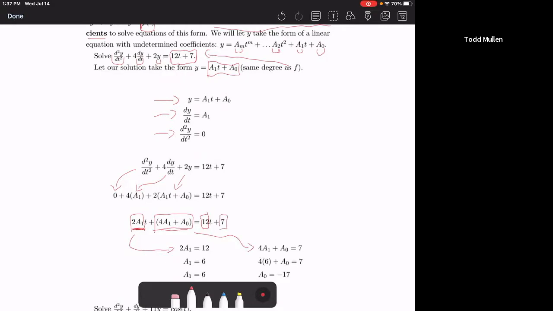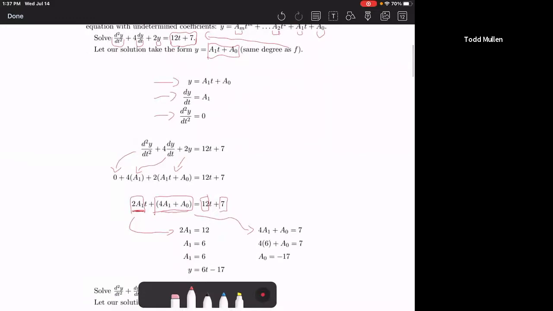Solving these two equations, we get that a1 is equal to 6. And then we use that fact over here to solve that a0 is equal to negative 17. So we reach a nice, concise solution that y is equal to 6t minus 17.